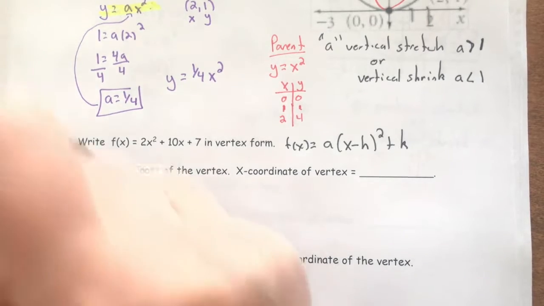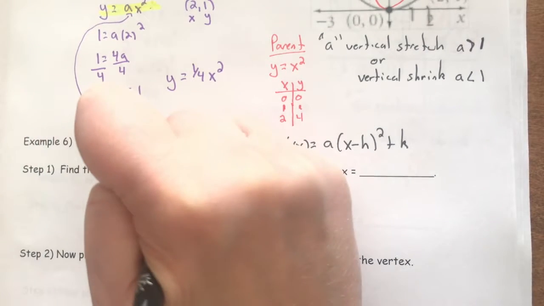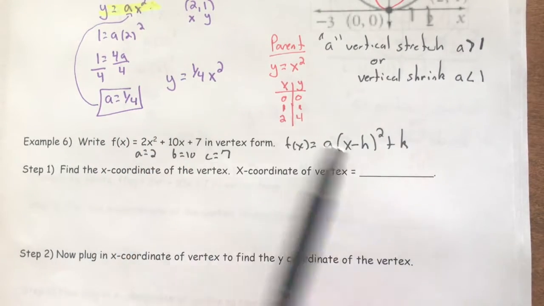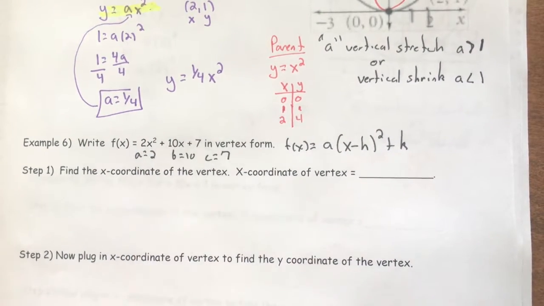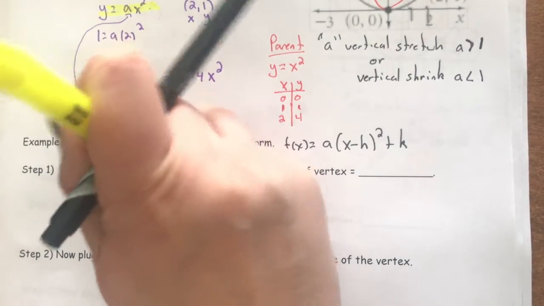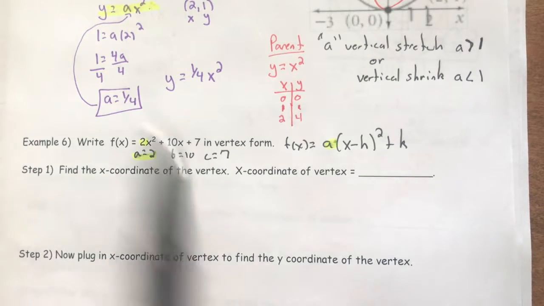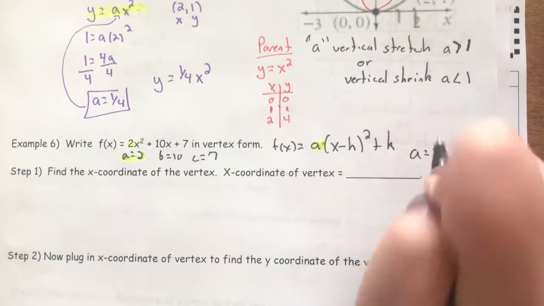So when I have it in standard form, I know my a value is 2, my b value is 10, and my c value is 7. So right away, one thing that will cross over from standard form to vertex form is our a value. So just by looking at this, I know that my a value right here is going to be the a value in my vertex form. So we already know the beginning of our equation, where we will plug in 2 for a. I'll even label it here, a is equal to 2.